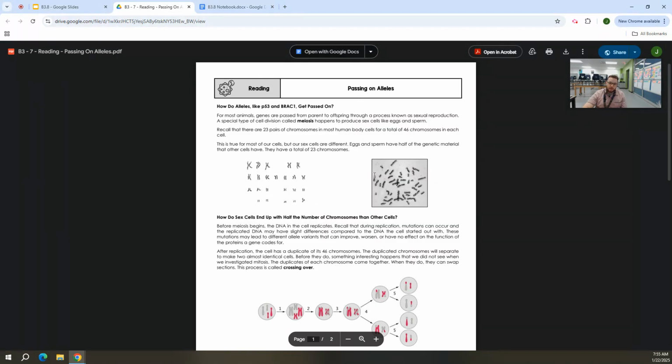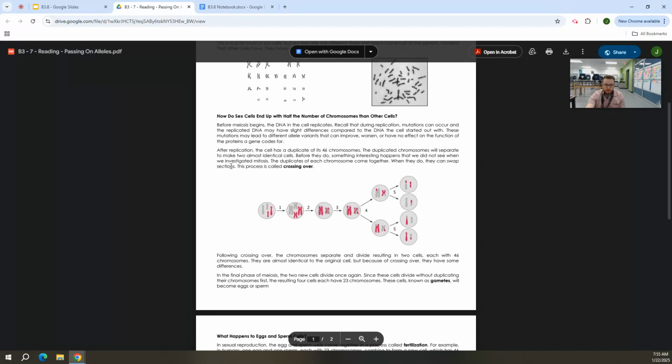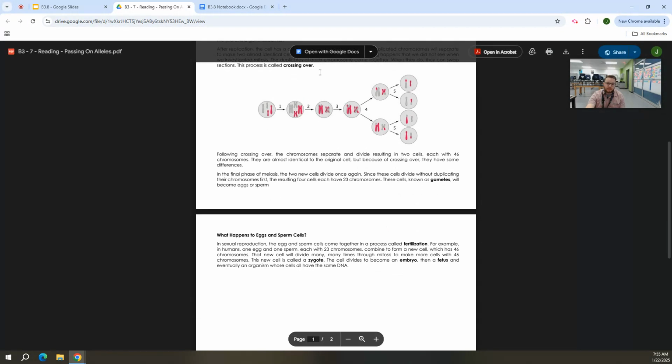And it's going to talk about how alleles like P53 and BRCA1 are passed on. It's going to talk about a new process similar to mitosis that we call meiosis. It's going to show how sex chromosomes end up with different numbers of chromosomes. It's going to finally talk about crossing over here. You can see it bolded. That's very important. That was one of our success criteria, was knowing what crossing over is.